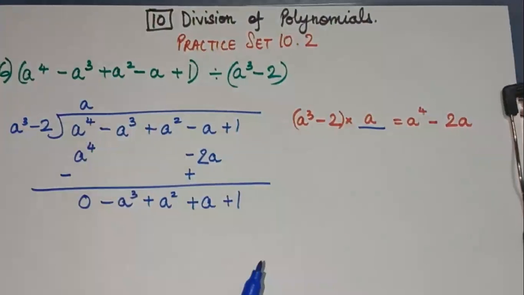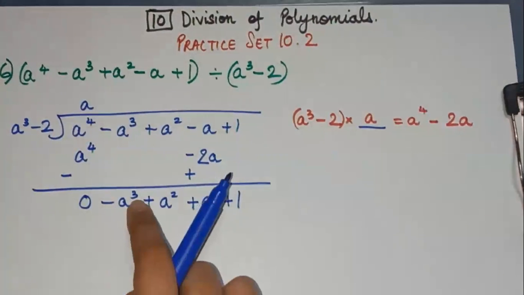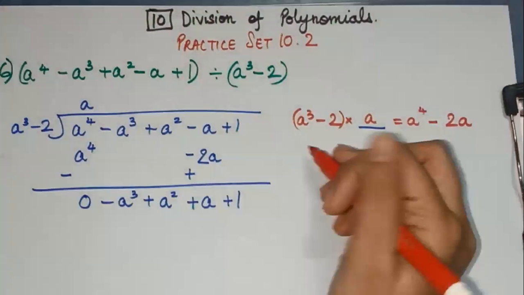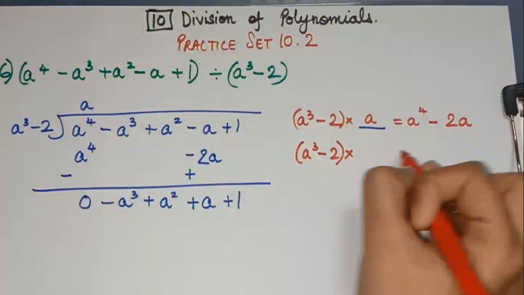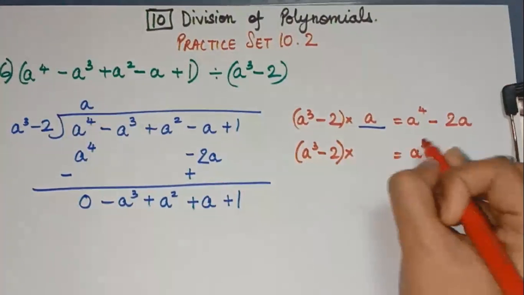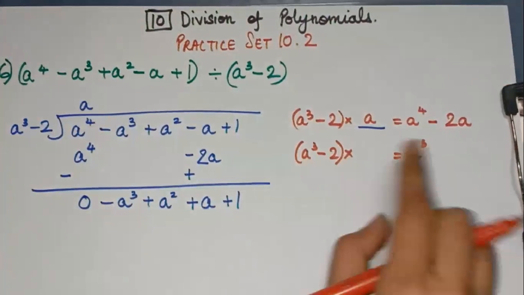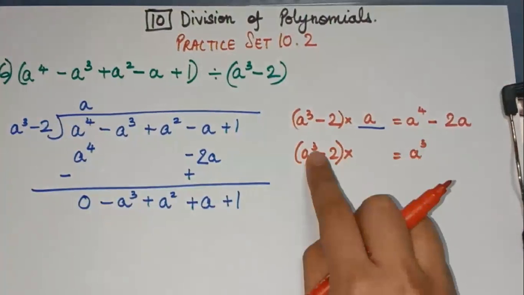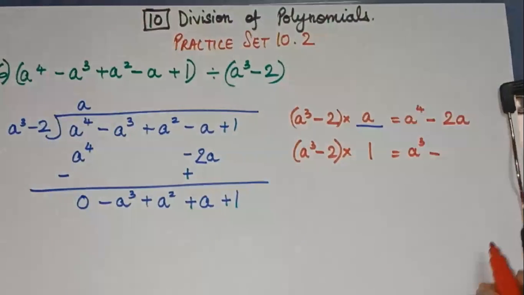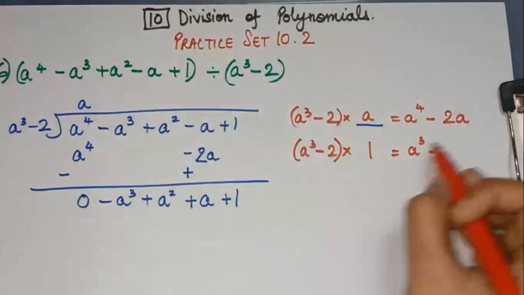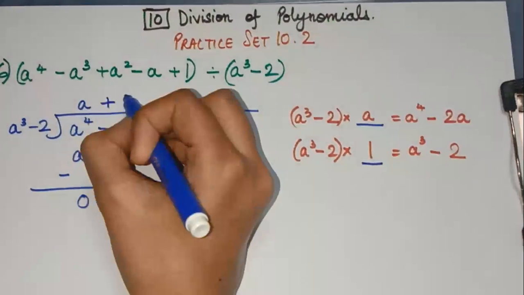Now girls, I need a raised to the power 3. So I have the divisor as a cube minus 2, multiplied with something so that I will get a raised to the power 3, or a cube. Here also I have a cube, so that means I will multiply a cube with 1, so that I will get a cube, right? Minus sign is as it is. 2 multiplied by 1 is 2. So this one will be written over here with the plus sign.